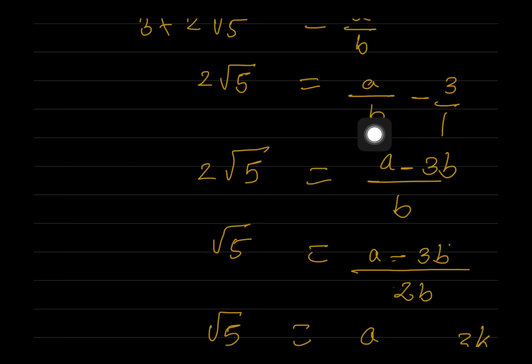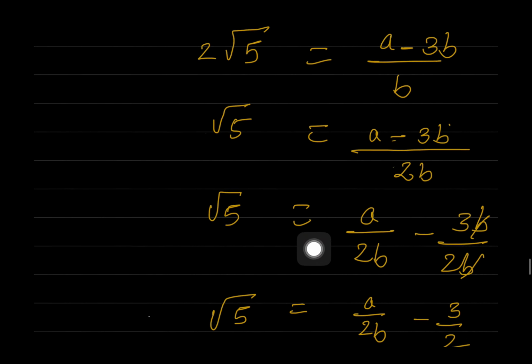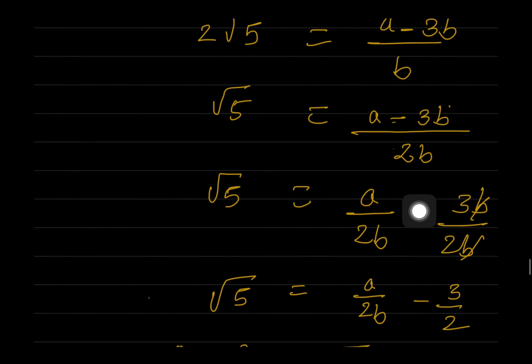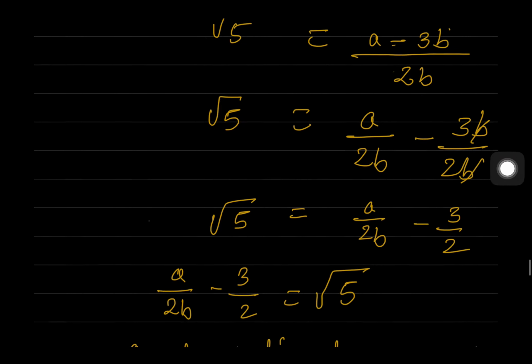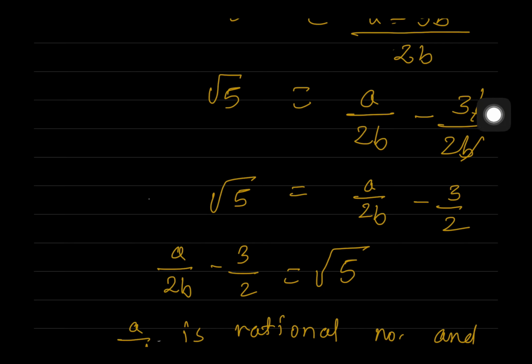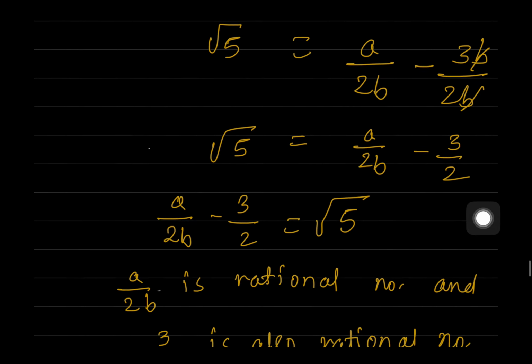Here b is already there upon b, so a is there, minus 3 into b will come, so it becomes minus 3b. So 2 root 5 equals a minus 3b upon b, then root 5 equals a minus 3b upon 2b. Then we can separate the numerator: a upon 2b minus 3b upon 2b. This b gets cancelled, so a upon 2b minus 3 upon 2.